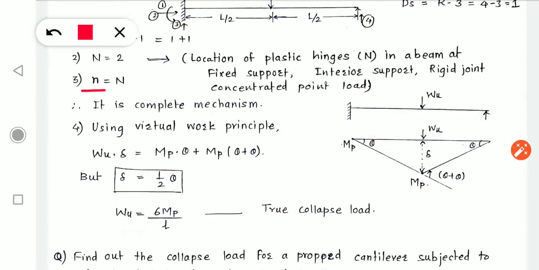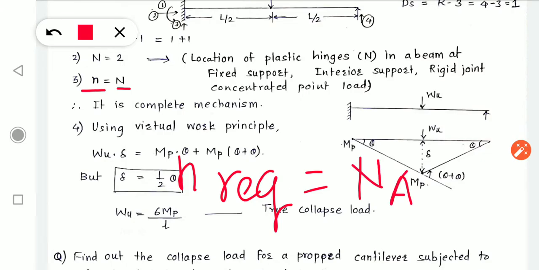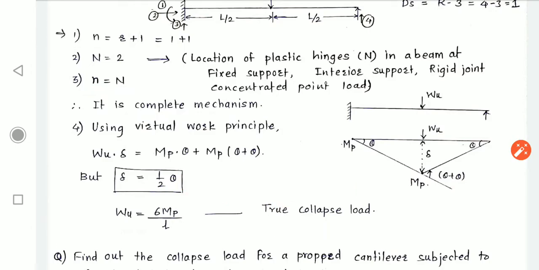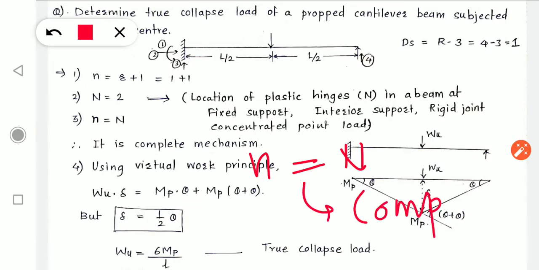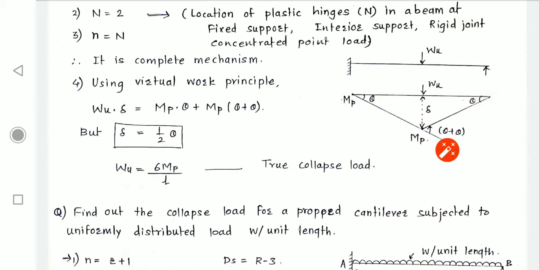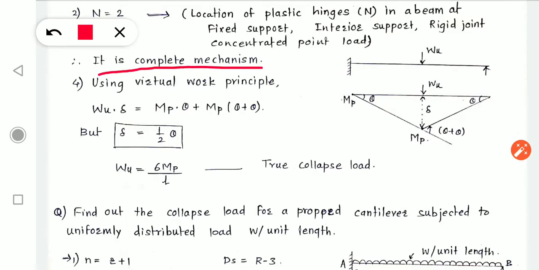Now here small n is equal to capital N. Small n is the required number and capital N is the actual number. Both are equal. Therefore I said it is a complete collapse mechanism. You must remember that if the small n required number of hinges is equal to the actual number of hinges in plastic analysis, then it is said to be a complete collapse condition.